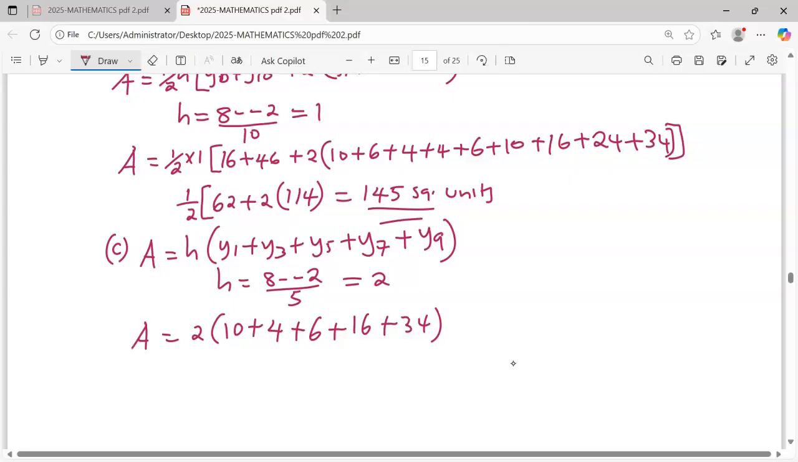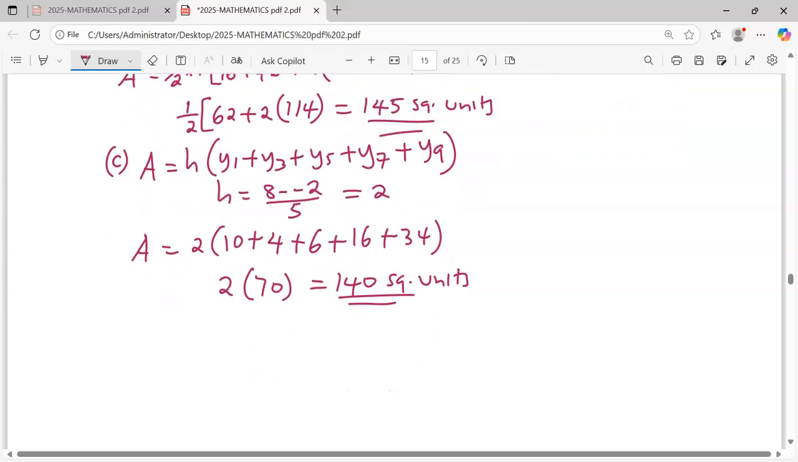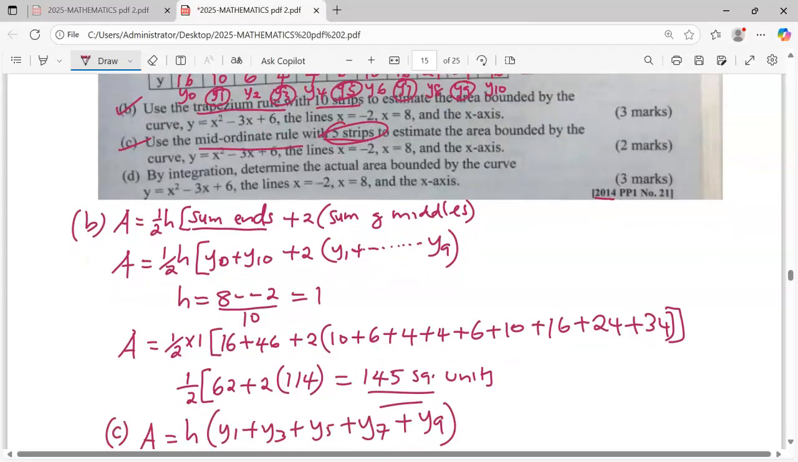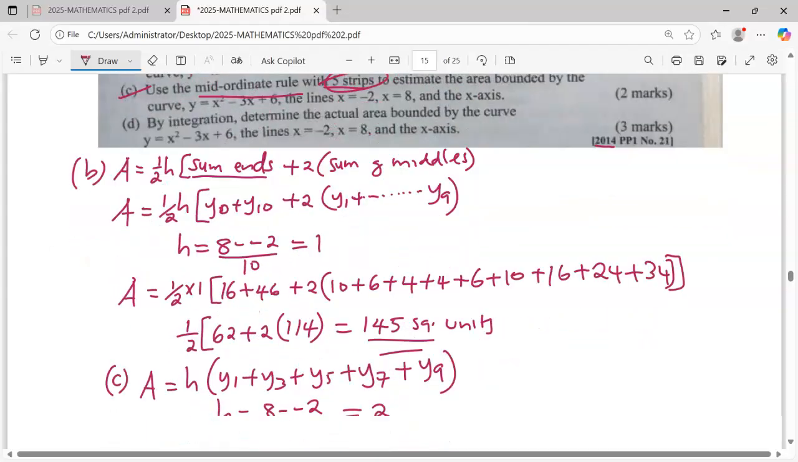That means our area will be 2 times 10 plus 4 plus 6 plus 16 plus 34, which will give us 70. And if you take 70 and multiply by 2, this is going to give us 140 square units as the area by mid-ordinate. Then we go to D, and in part D, we are supposed to find the area by integration.